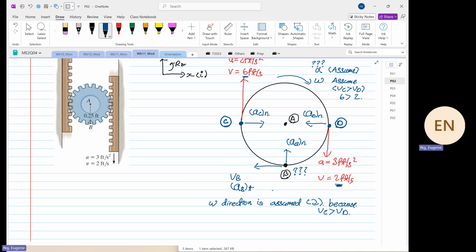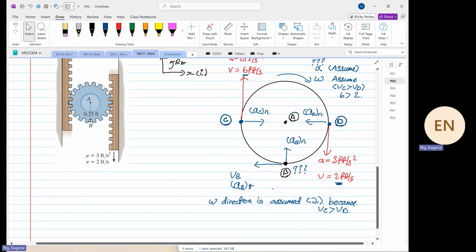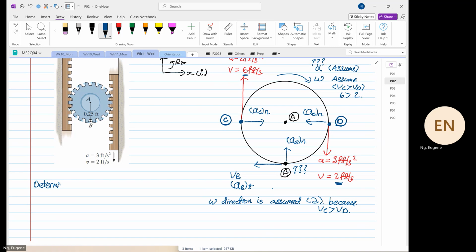So a lot of times, for this case, we want to find out what is going on at point B. If you look at the question, we have to determine the acceleration at point B. But before we determine our acceleration, we know that omega and alpha are unknown. We don't know that.